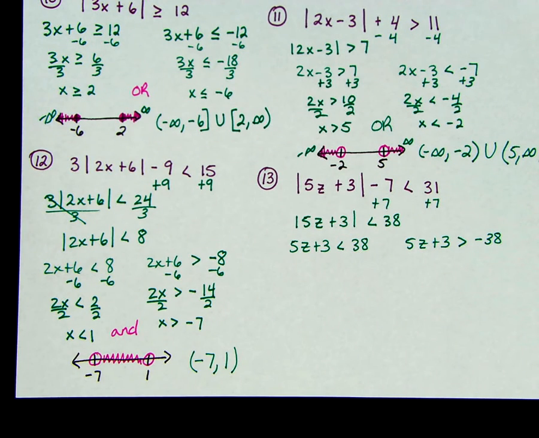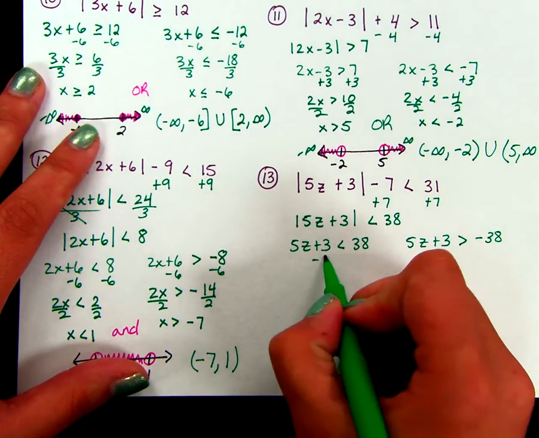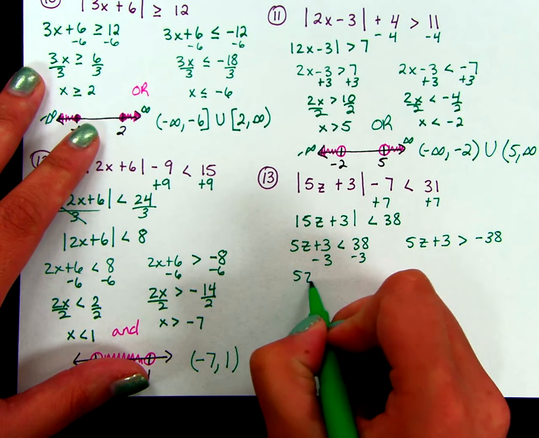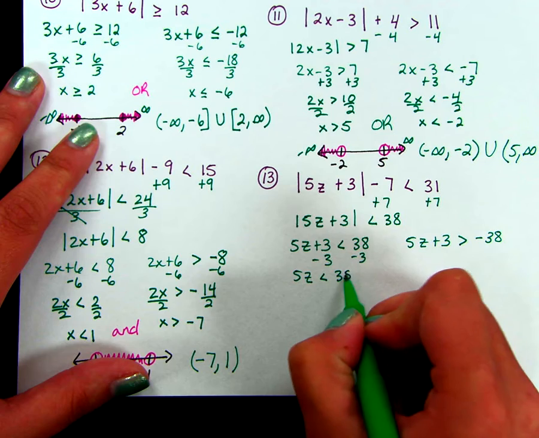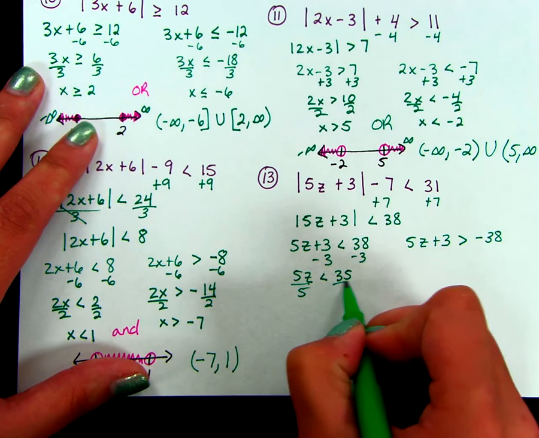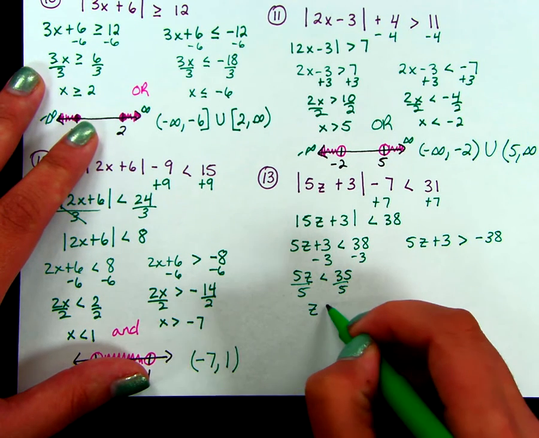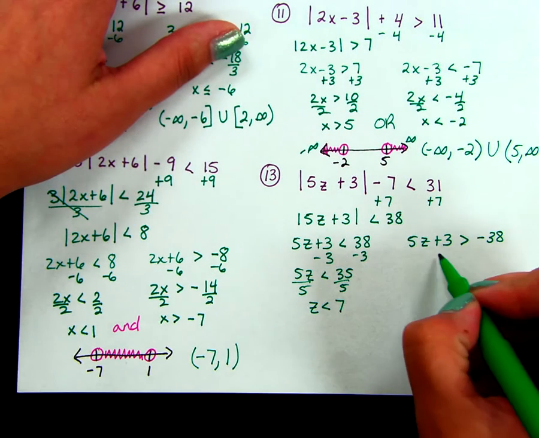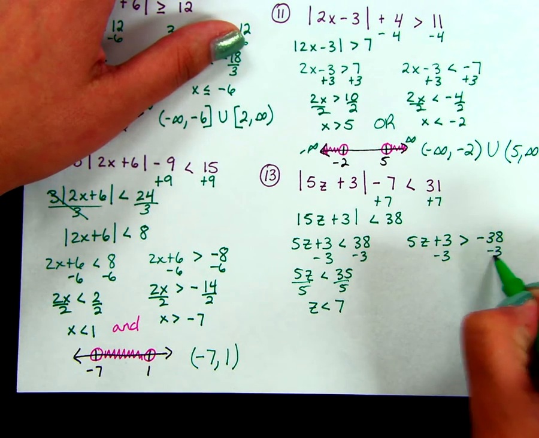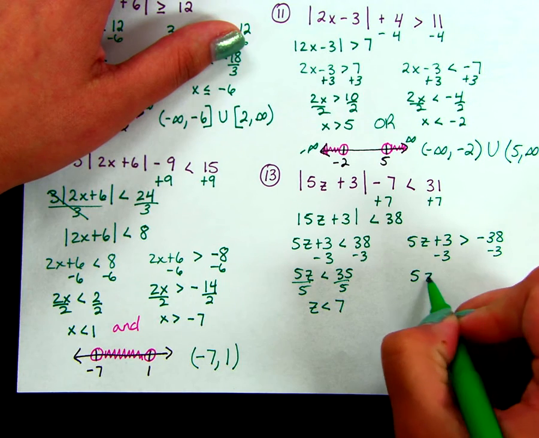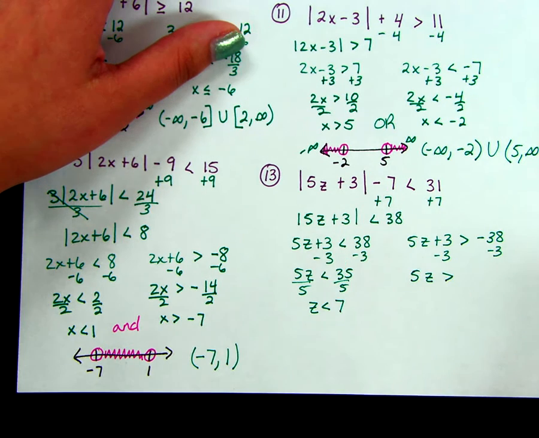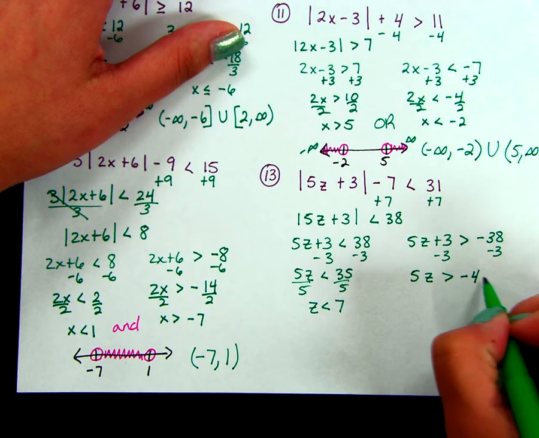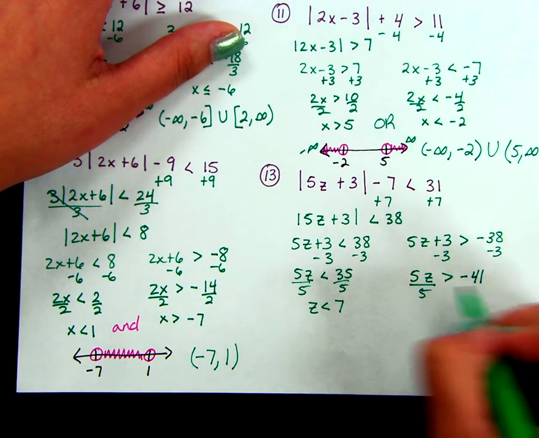So the first step we would do is take 38 minus 3. So 5z is going to be less than 35. So divide by 5. So z is going to be less than 7. And then we solve our next one. So again, we're going to start by subtracting 3 from each side. So 5z greater than negative, let's see here, 41. Divide by 5.